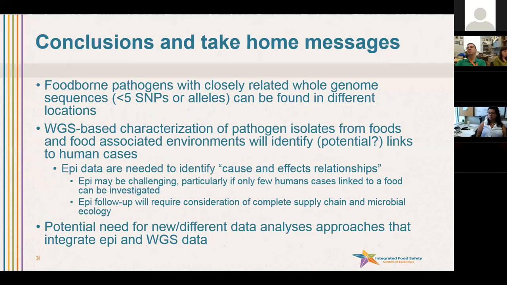At the end, this may lead us to a need for new, different data analysis approaches that integrate epi and whole genome sequence data, or in general, just different approaches for how we can deal with epi of small numbers of patients, when we have 2 to 3 patients. So I see a number of very interesting challenges that have tremendous potential to improve public health, but also will challenge us potentially in ways that we have not been challenged before.